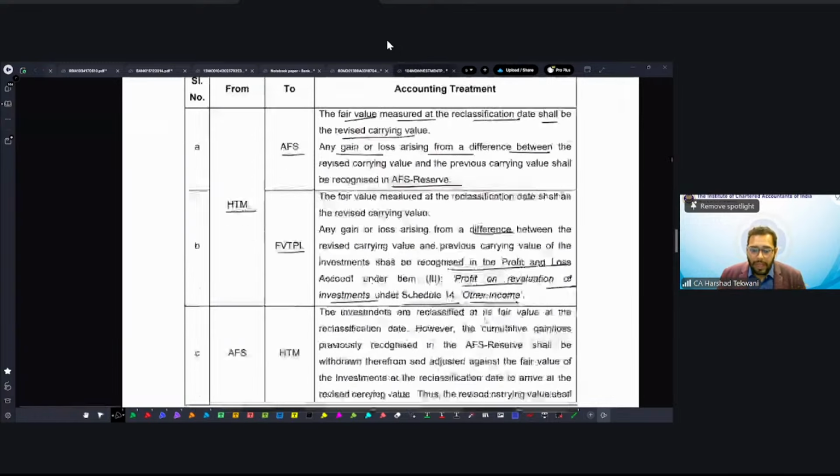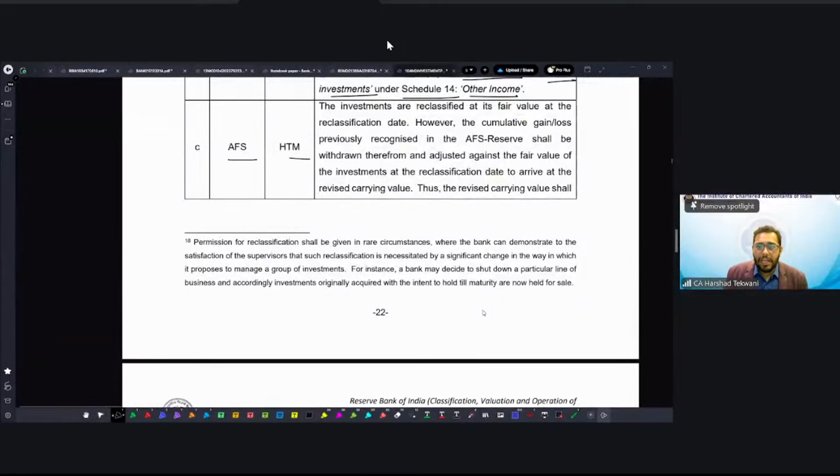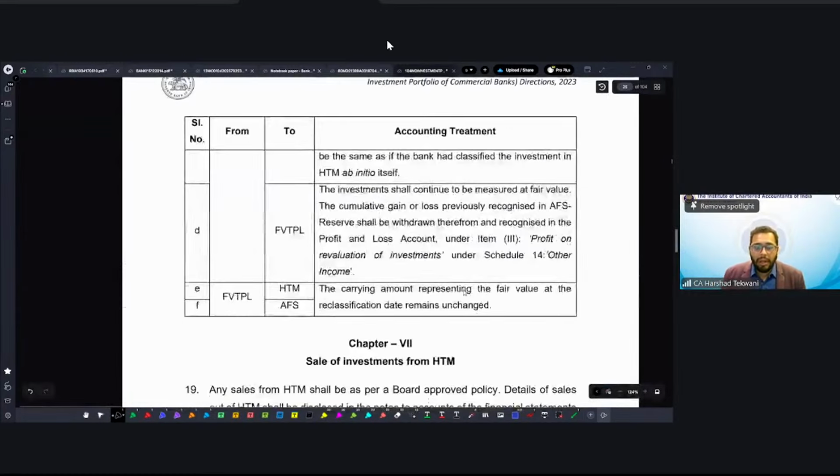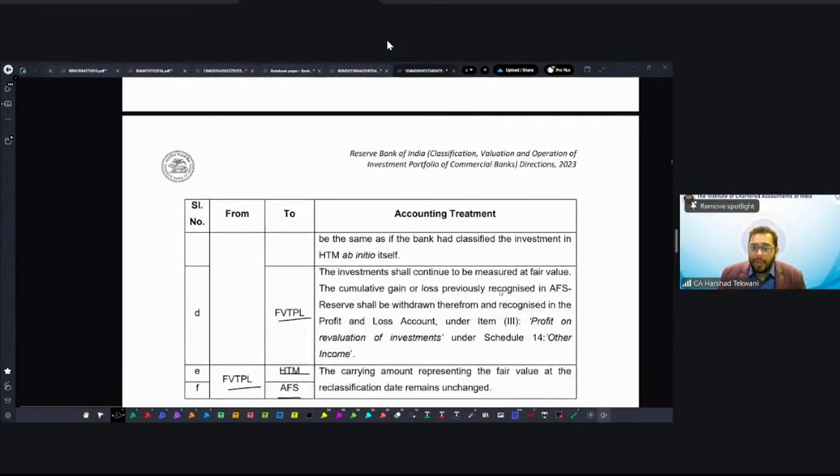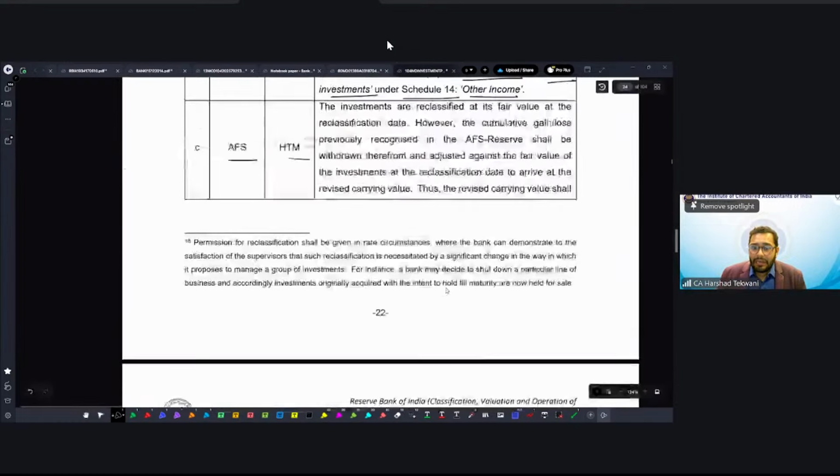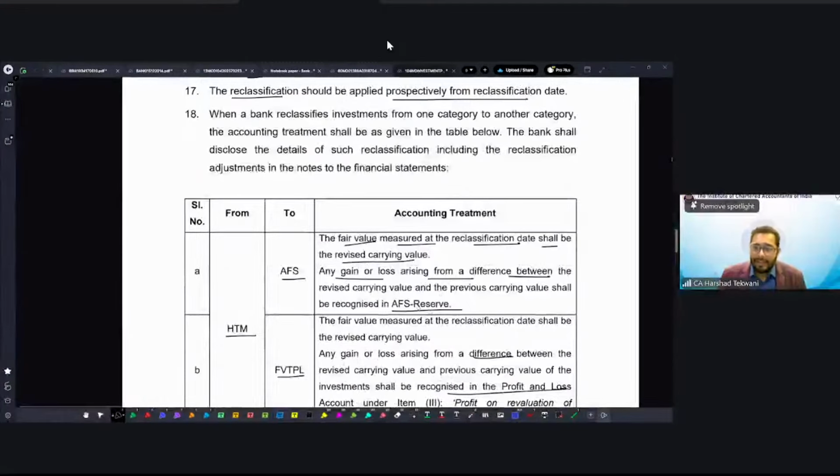So this is how it is given, AFS to HTM or FVTPL, or HTM to AFS. How you are required to do the accounting treatment is given in the regulation. And as an auditor, we should be aware of whether this particular treatment is followed appropriately or not.